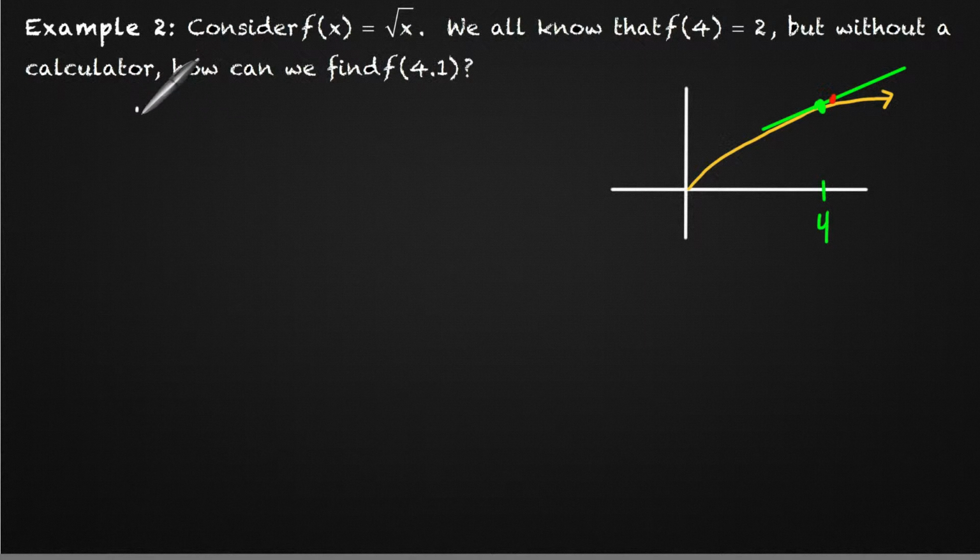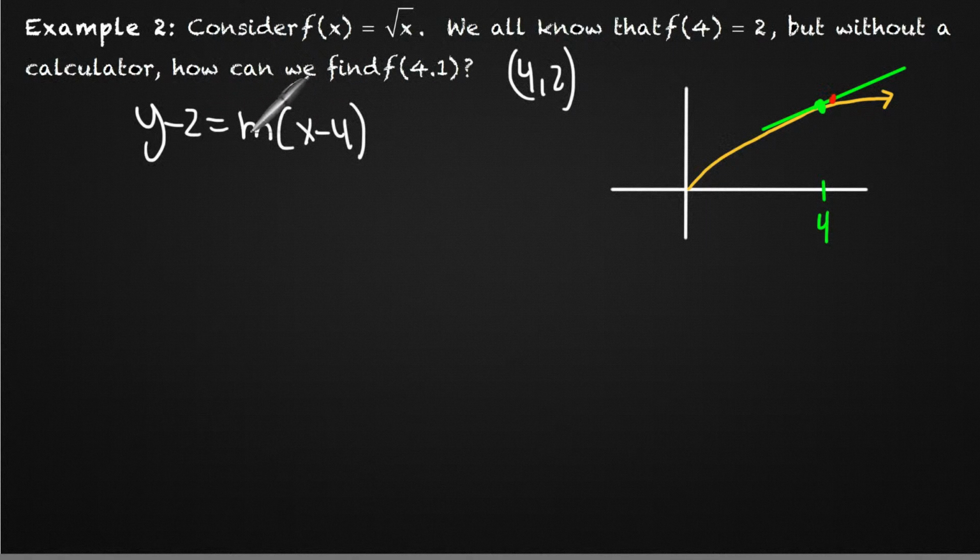So y minus, well, let's just say the point that we're going to write our tangent line at is (4, 2). So y minus 2 is equal to the slope m times x minus 4. Now we need to find the slope m, and of course that is the derivative of the square root of x. That's going to be the slope of our tangent line. We've done that before, so f prime of x is equal to 1 over 2 root x. You can work that out later.